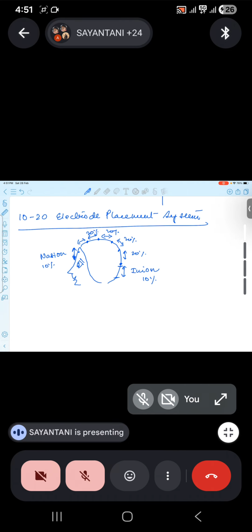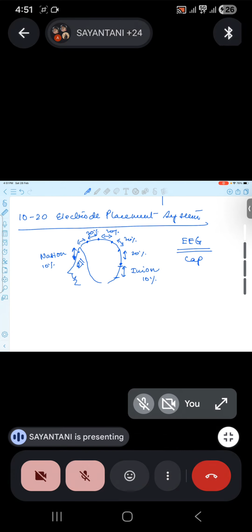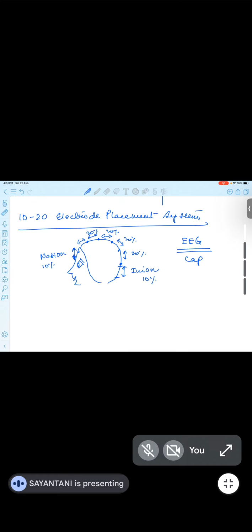So this particular standard is followed. So generally, EEG systems usually come with a cap. So you just simply place the cap on the top of the scalp of the subject, and the cap has these small gaps which have been designed according to this 10-20 electrode placement system, and within those gaps you can simply place the electrodes without making such kind of measurements.